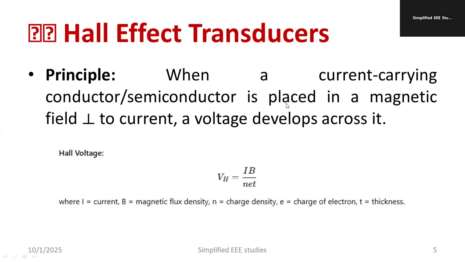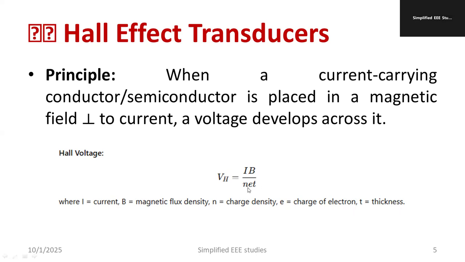That is a major principle. Please underline: a current carrying conductor placed in a magnetic field perpendicular to the voltage or current. Hall voltage is nothing but IB by NET. I is equal to current, B is the magnetic flux density, N is the charge density, E is the charge of an electron, T is equal to thickness.